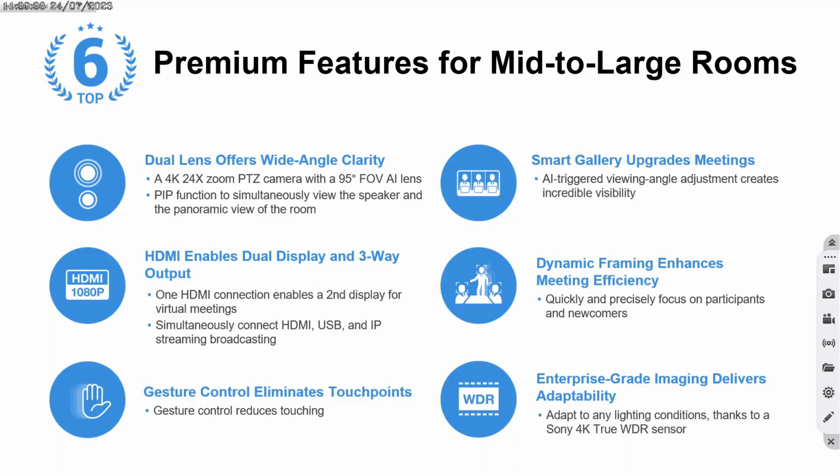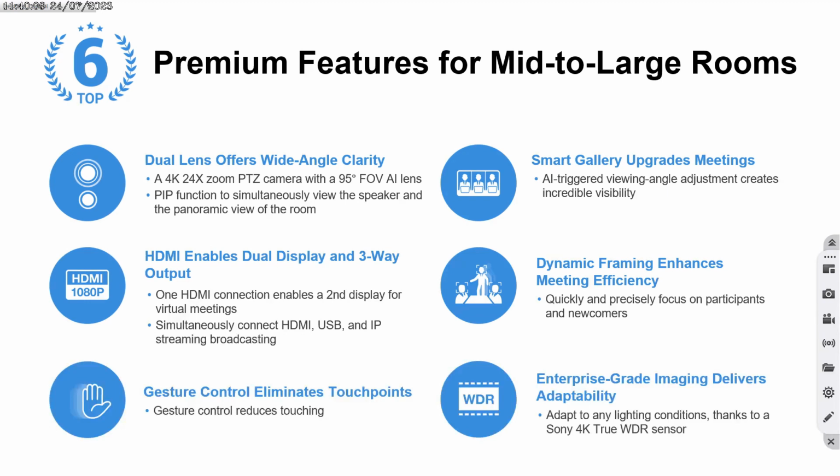Here are the top 6 selling points about the CAM550. The first one: this camera is a dual lens camera, so it can offer wide angle clarity of the meeting room. It's a 4K 24 times PTZ camera with a 95-degree FOV AI lens. With two lenses, it can offer the PIP function to see the speaker and the whole view of the meeting room at the same time.